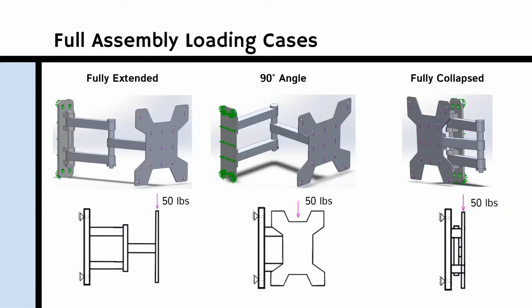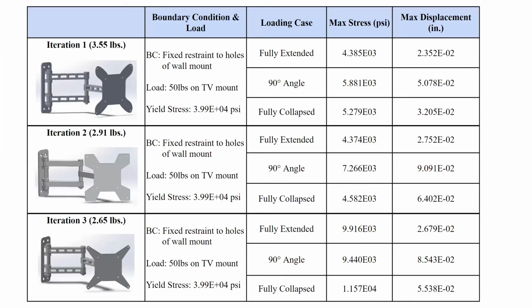For each design iteration, we applied 3 different loading cases: fully extended, 90-degree angle, and fully collapsed. For each model, we performed static analyses. Fixed restraints were applied to the holes of the wall mount component, and a load of 50 pounds was applied to the TV mount component. Here are the results of the static analysis.